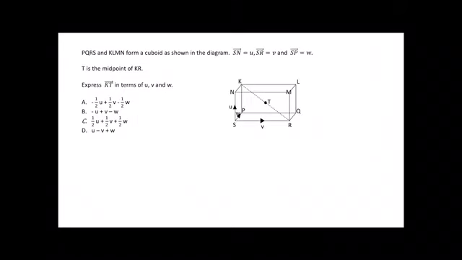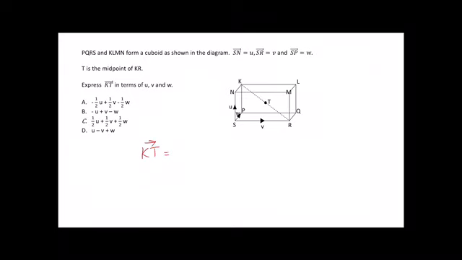So the final question, question 9, tells us that 2 rectangles form a cuboid and it gives us a diagram. In that diagram, it's telling us that different vectors have got different names. So SN has also got the name U. SR has got the name V and SP has got the name W. And it's also telling us that T is the midpoint of KR. The question wants us to express KT in terms of U, V and W.